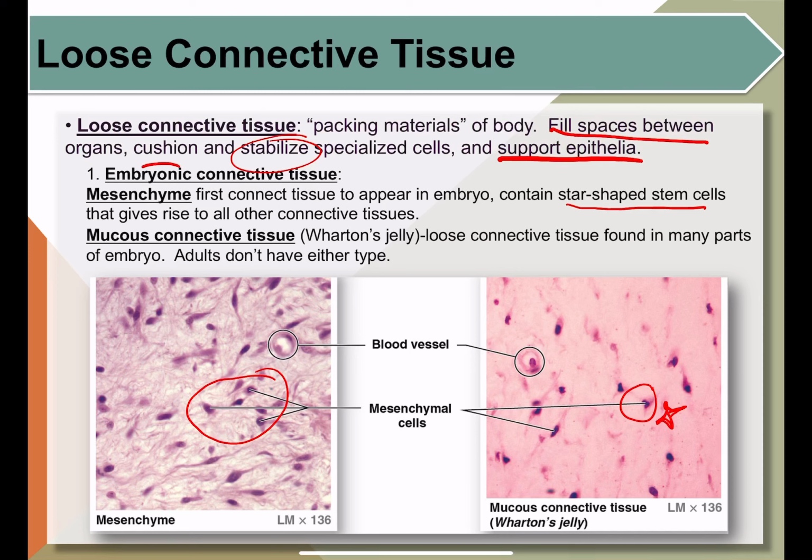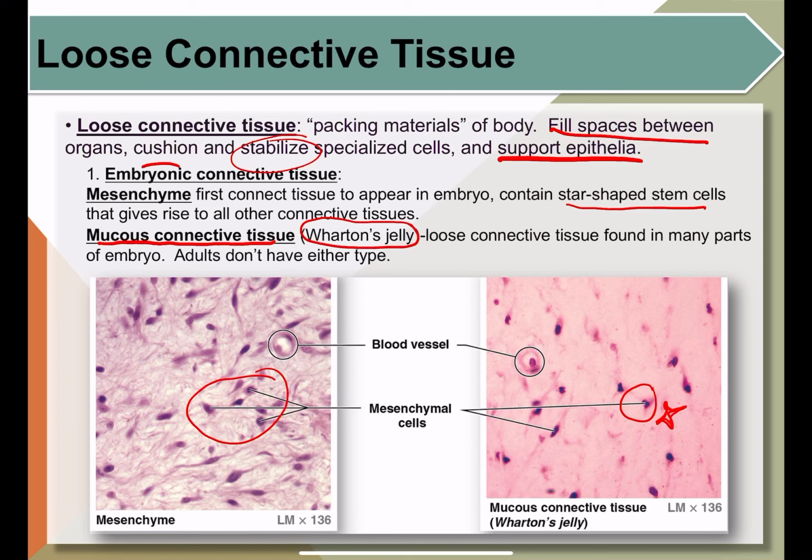The other type of connective tissue within embryos is mucous connective tissue, another name for which is Wharton's jelly. They are loose connective tissue found in many parts of the embryo. If you look at videos of embryos, they always make the embryo look kind of jello-like and clear, somewhat see-through. That's all part of this Wharton's jelly. That will eventually become something else as the embryo continues to grow and develop within the mom's womb. So adults don't have either type of embryonic connective tissue.